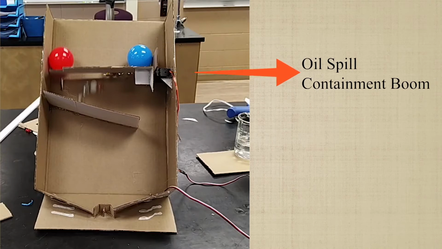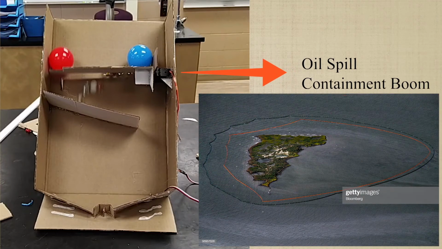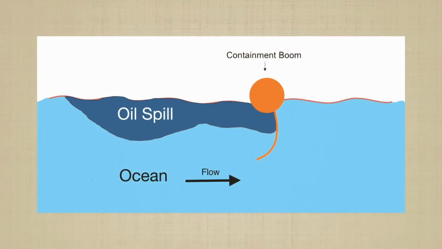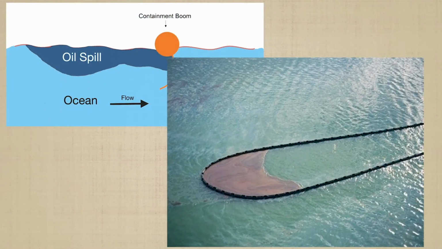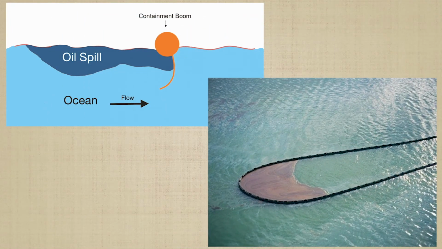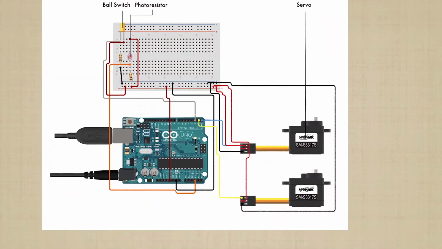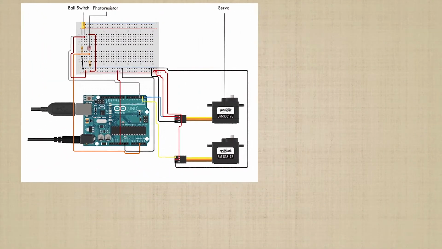This mechanism symbolizes the oil spill containment booms, which are used to contain an oil spill in a certain area. Containment booms allow water to flow under them, while blocking the oil spill from flowing through. Containment booms hinder the spread of oil spill, thereby reducing the possibility of polluting shorelines and other resources, and helping make recovery easier. Here is a circuit diagram and code for this part.